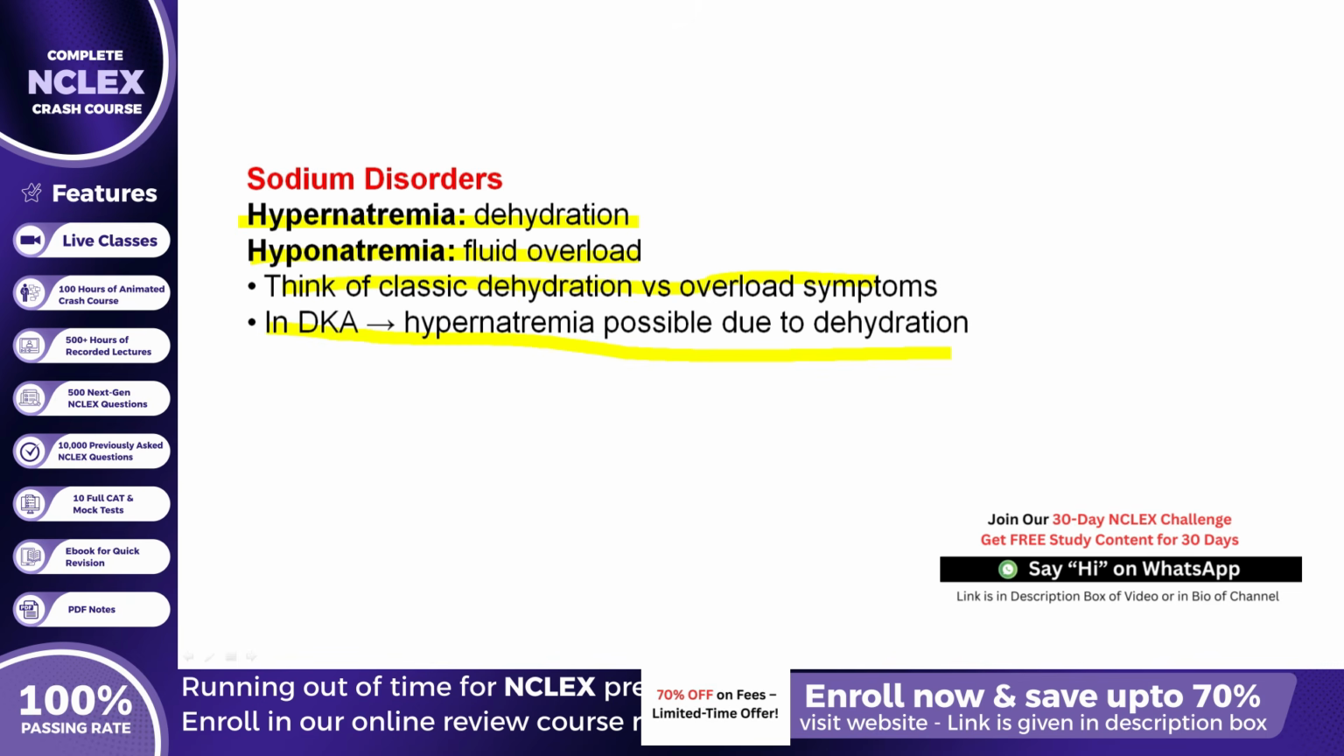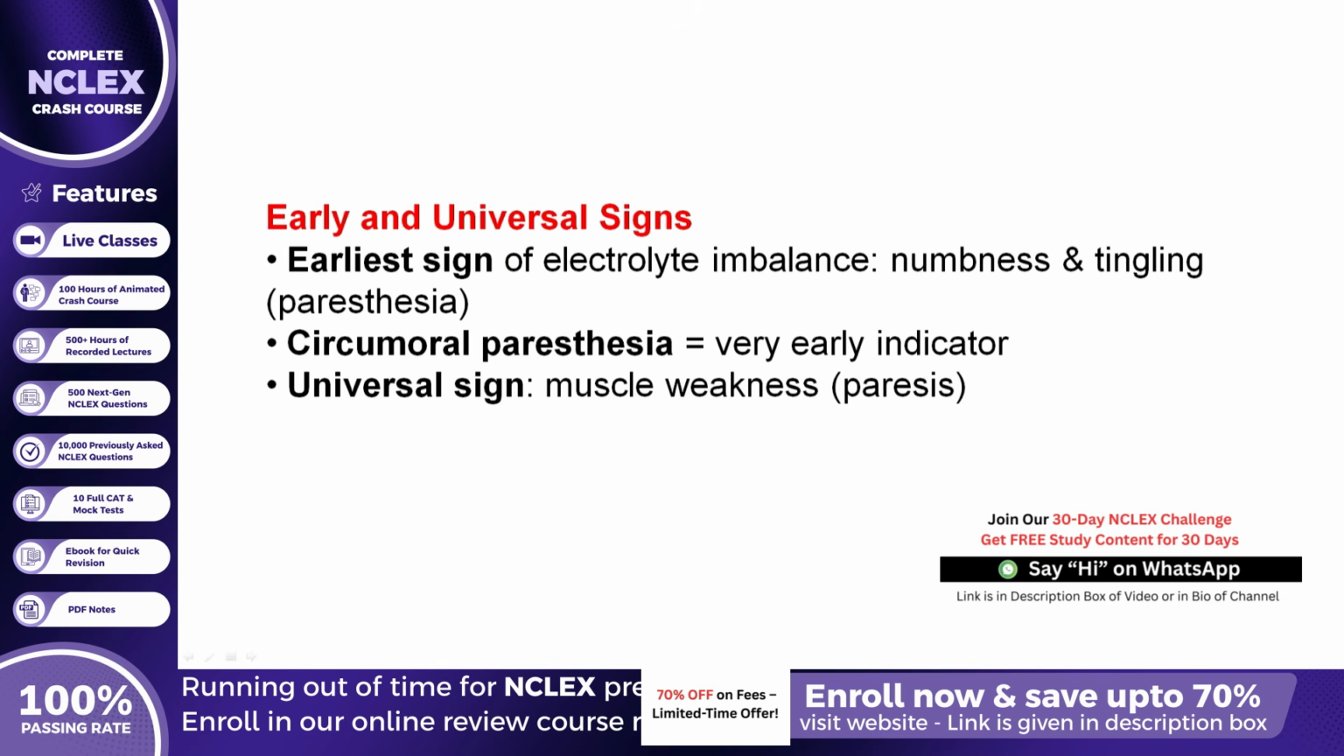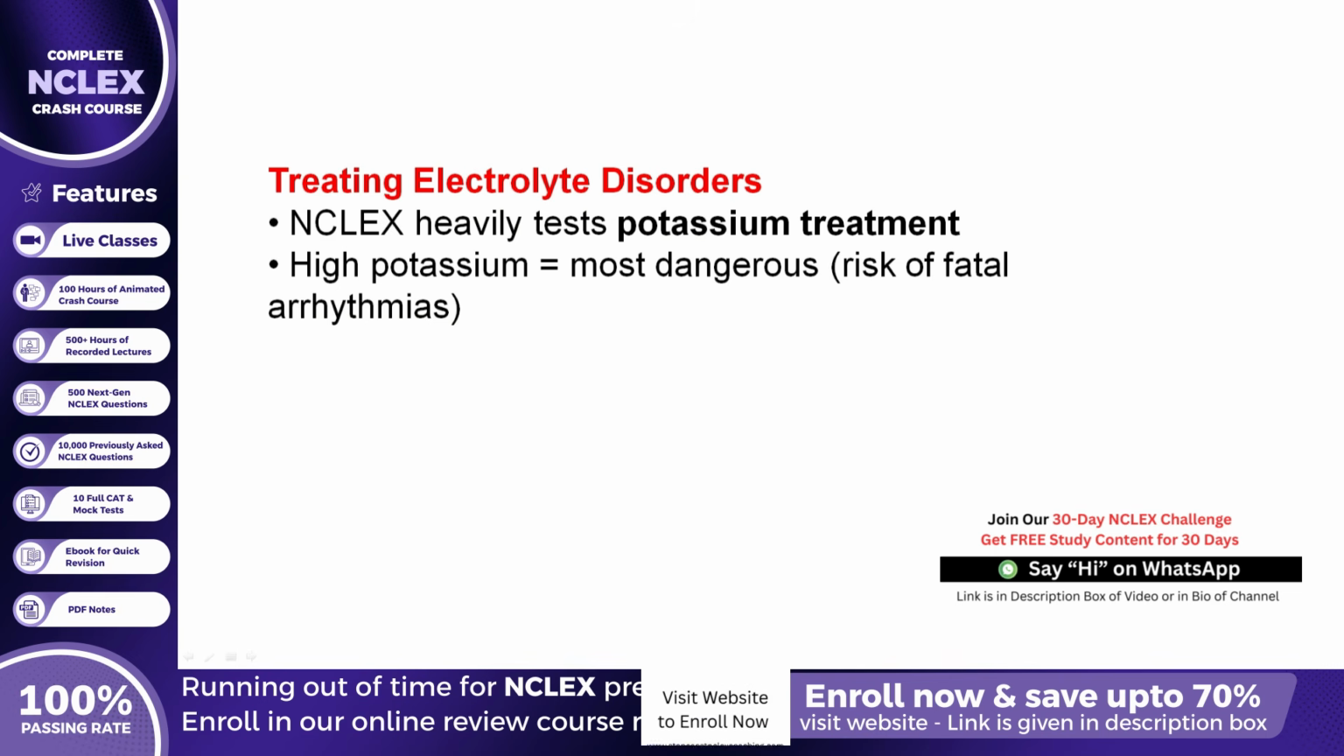Now moving into the early and universal signs, the earliest sign of any electrolyte imbalance is numbness and tingling, also called paresthesia. Circumoral paresthesia, meaning tingling around the mouth, becomes a very early indicator you should never ignore. And the universal sign you will see across most electrolyte disorders is muscle weakness, also known as paresis.